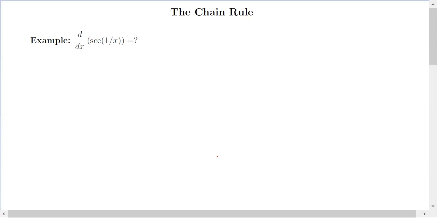Going to work some more examples using the chain rule. And so remember, the chain rule is applied when you see a composition of functions. That is, you see one function inside of another, and then you have to identify the inside function and the outside function. So that's exactly what I have here. I've got a secant function with a 1 over x function on the inside. And so this requires the chain rule to take the derivative.